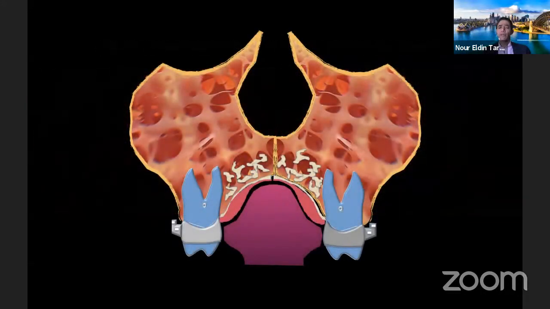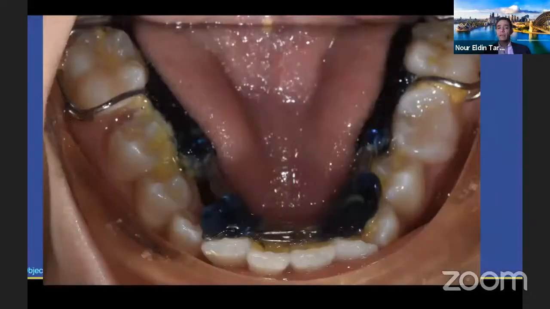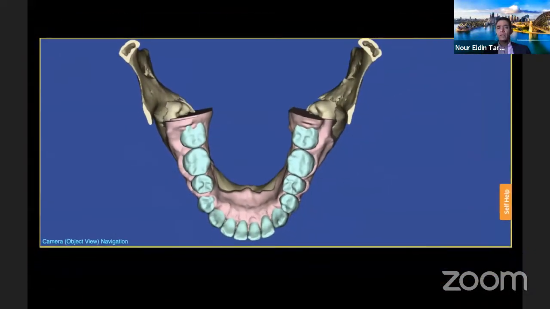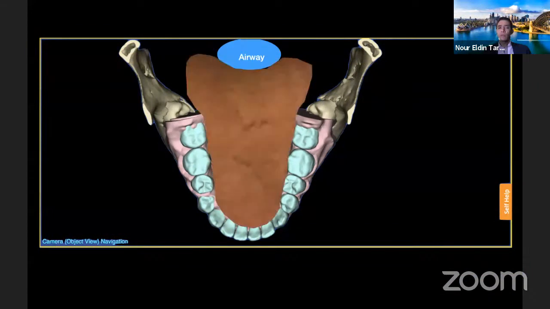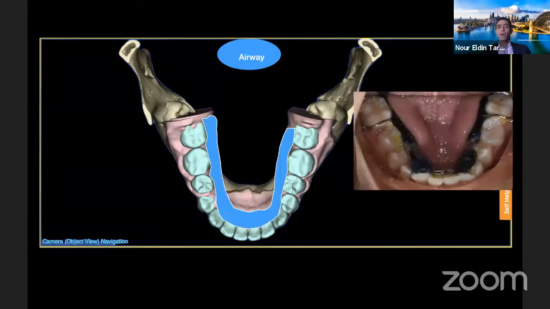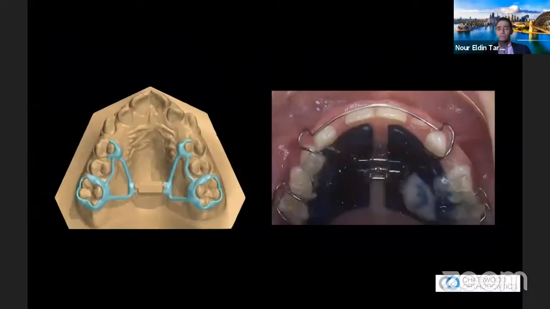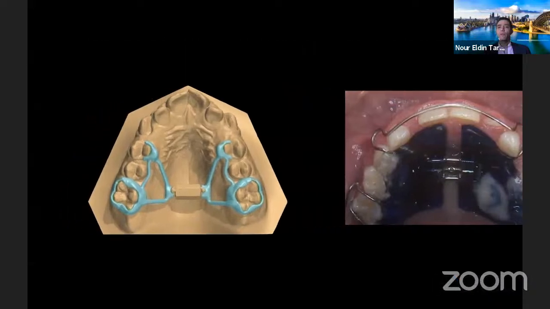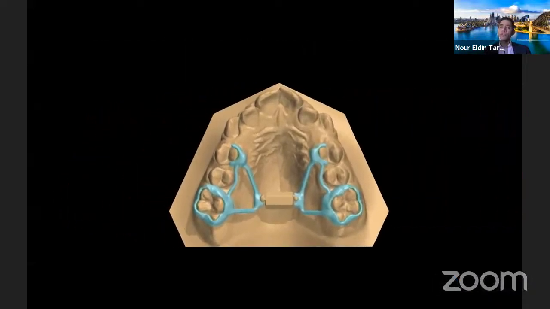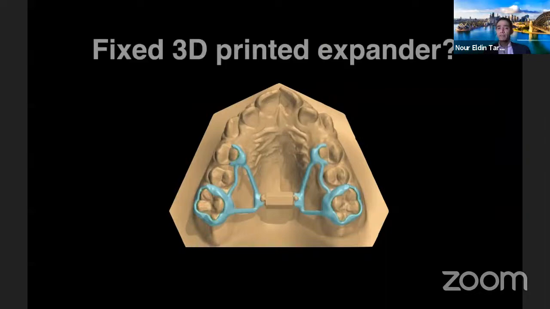Think about it this way. If you have an appliance that is occupying the palate, where is the tongue going to go? The tongue has to then sit low and back. You add to that a plate in the lower jaw, which is going to obstruct the tongue even further. So all we're going to do is put all these plastic blocks in the patient's mouth, which are going to push the tongue backwards and literally choke them. So I'm not in favor of removable appliances when we are talking about children with compromised airways. And I think a 3D printed fixed expander is probably better.